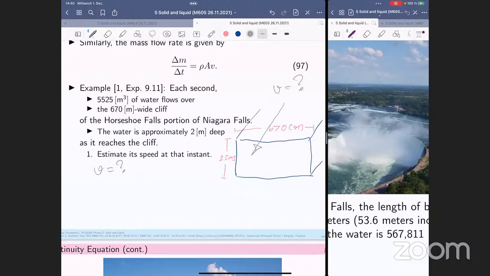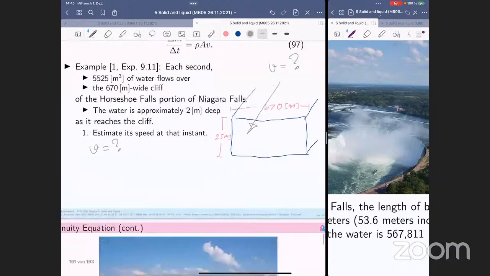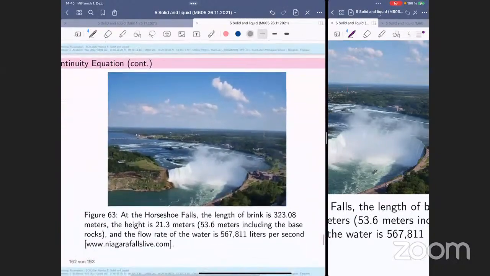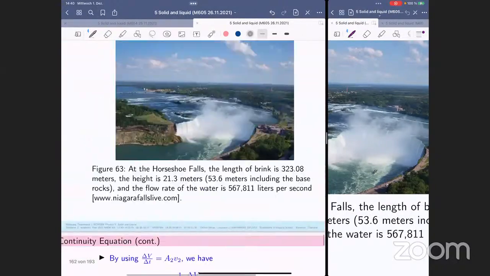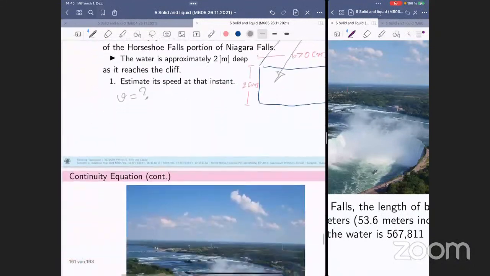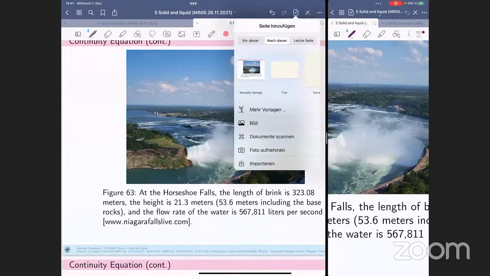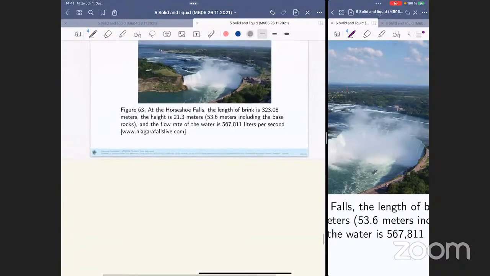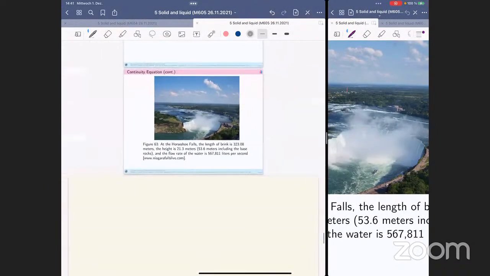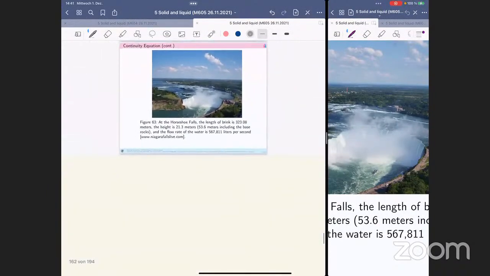Yes, we will try to compute the speed of the water flow in this scenario. All right.